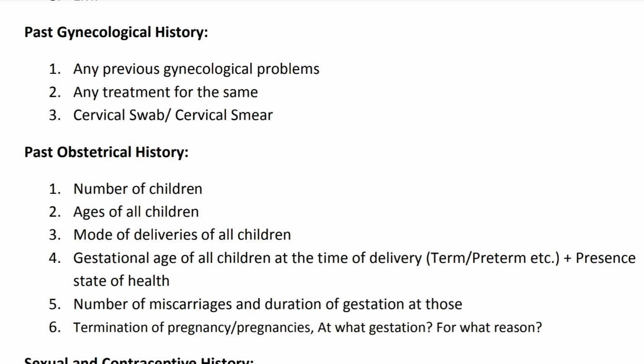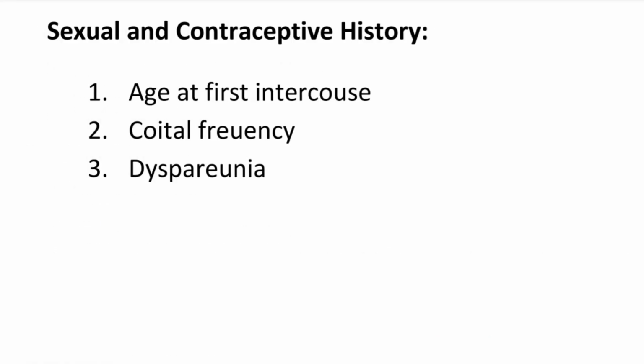Then we have number four, gestational age of all the children at the time of delivery, whether they were delivered at term or they were preterm babies, and also the state of health of those babies at that time, whether they were admitted in an ICU or not. Number five, number of miscarriages and the duration of gestation of those miscarriages. Number six, the termination of pregnancies, and if they were terminated, at what gestation and what was the reason for their termination. Then we will ask about the sexual and contraceptive history, in which we have age at first intercourse.